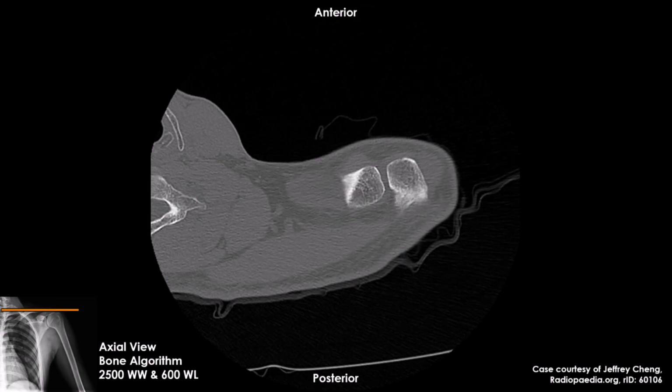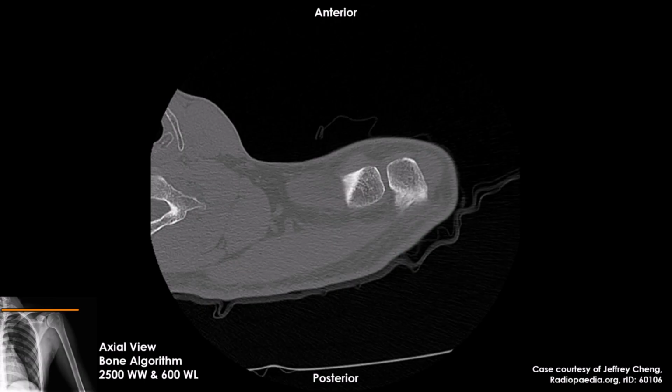Finally, notice that the bottom of this image is the posterior side of the shoulder, and the top of this image is the anterior side of the shoulder. Axial images in CT are always oriented this way, but the bones of the shoulder have such strange shapes that this could become a little confusing if we don't remember the orientation.